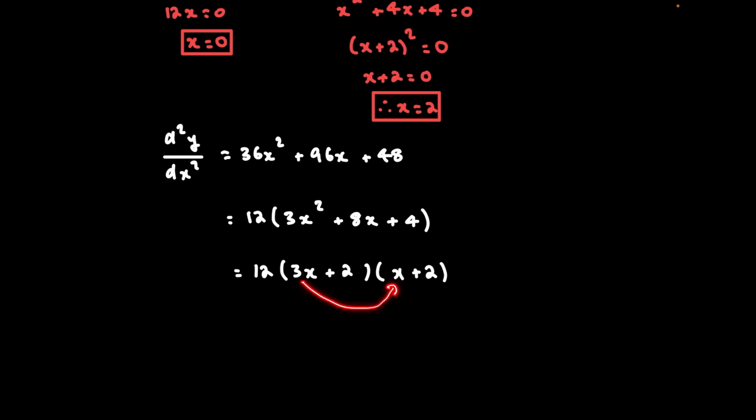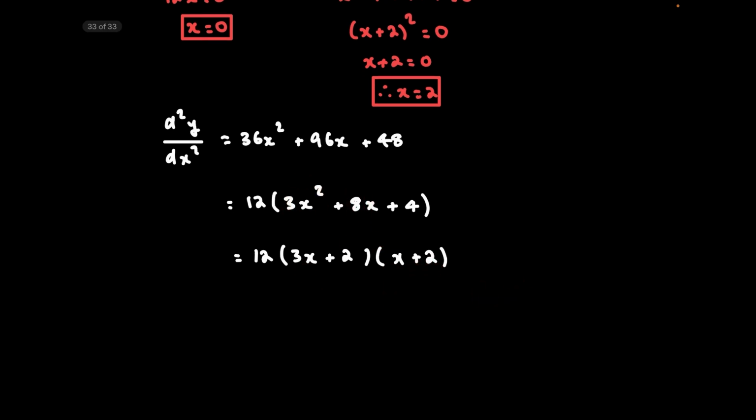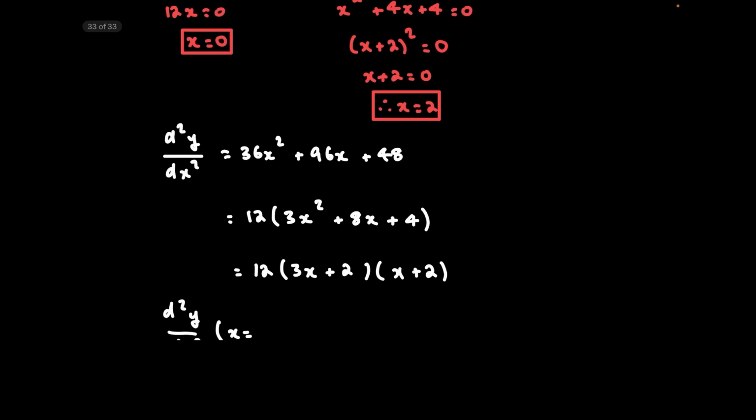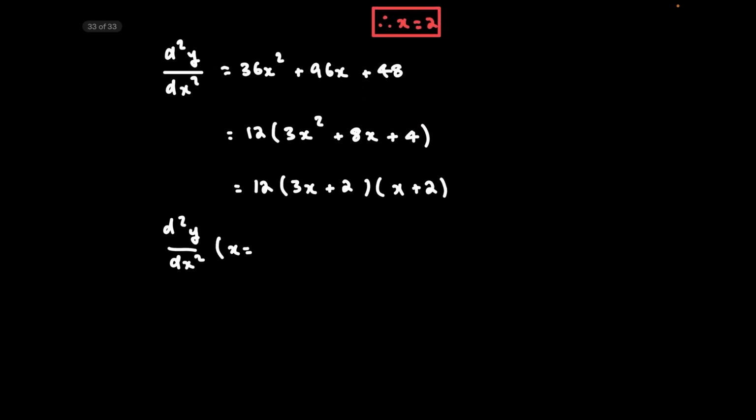The reason I'm saying this is 3x squared is 3x squared, 3x times 2 is 6x, this times this is 2x, so that's 8x, and then 2 times 2 is 4. So that works out. Now that we have this, we need to work out the values of the double derivative. What are these values when x equals our stationary points, so when x equals 0 and x equals negative 2?